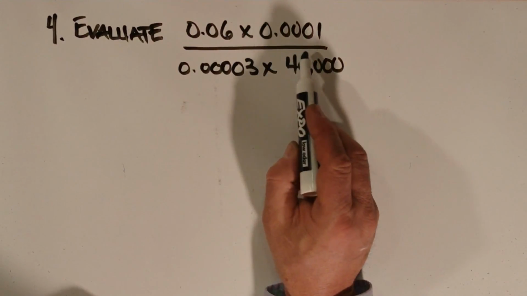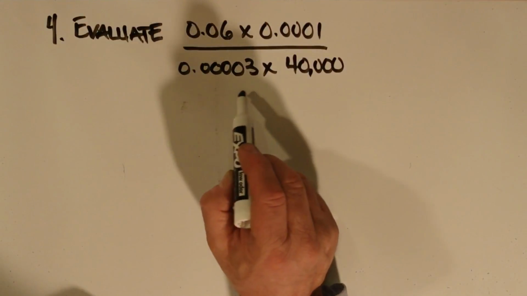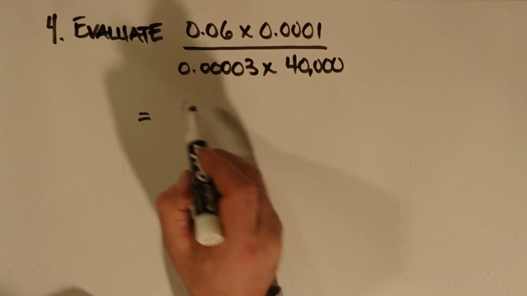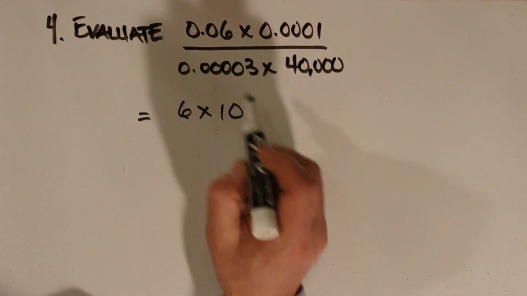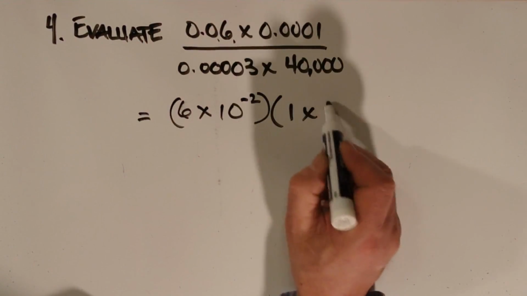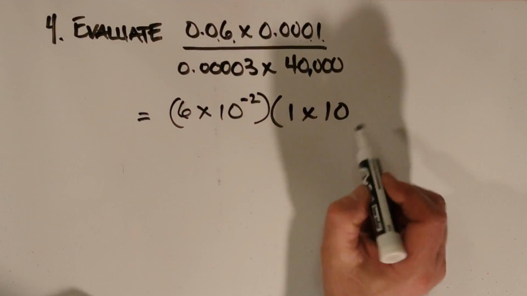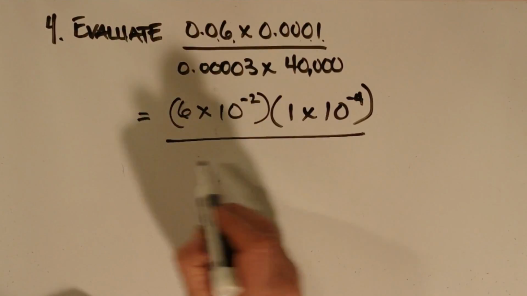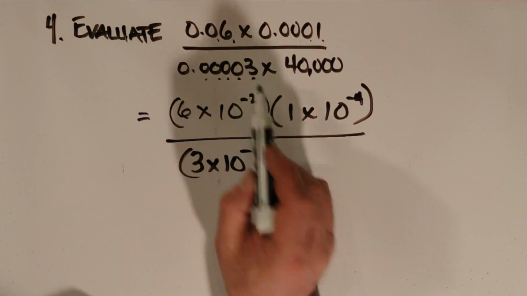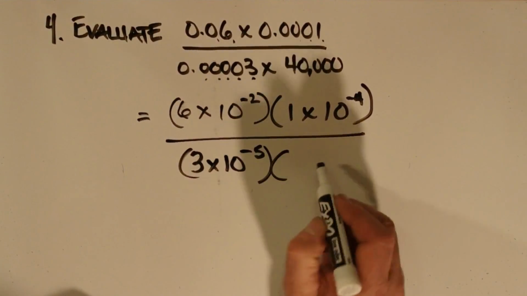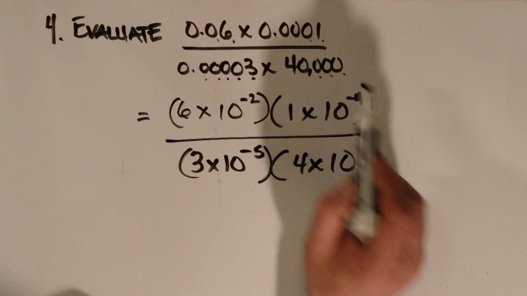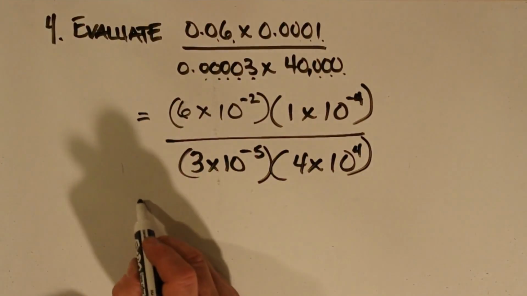And that's done. Our next problem, we're asked to evaluate this expression. It's a rather lengthy one, but we'll express everything first in powers of 10. And it will become 6 times 10 to the minus 2, multiplied by 1 times 10 to the minus 4, that will be divided by 3 times 10 to the minus 5, and multiply that by 4 times 10, and it's going to be a positive number now, 10 to the 4th, same as the number of zeros.